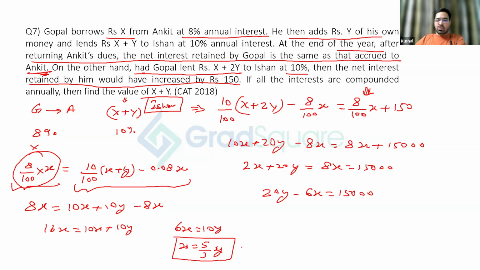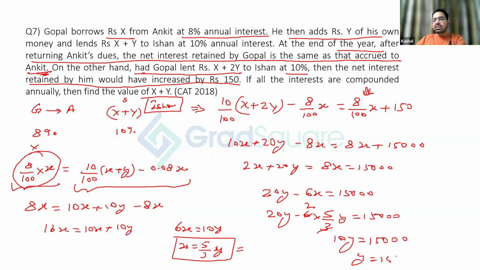Now X is equal to what? X is equal to 5 by 3 Y. So 20Y minus 6 times 5 by 3 Y equals 15,000 over here. 3 2s are 6, so 10Y turns out to be equal to 15,000. Y turns out to be equal to 1500. If Y is 1500, then X turns out to be 2500. What is the question asking you? Find the value of X plus Y. X plus Y is going to be equal to 4,000. That's the answer that we are going to get.